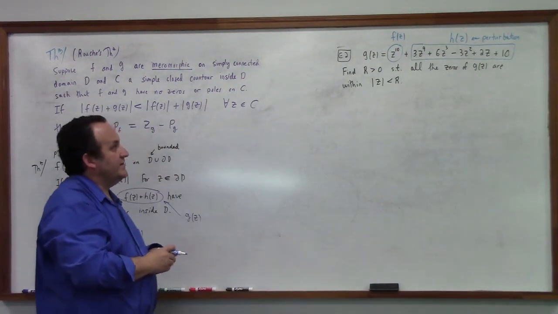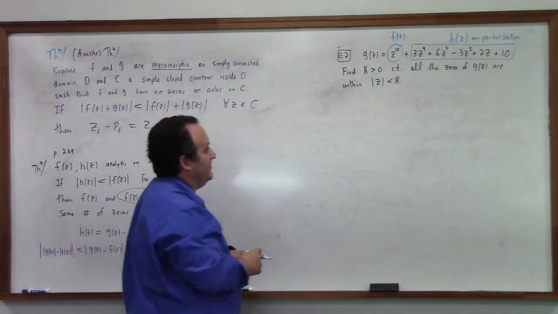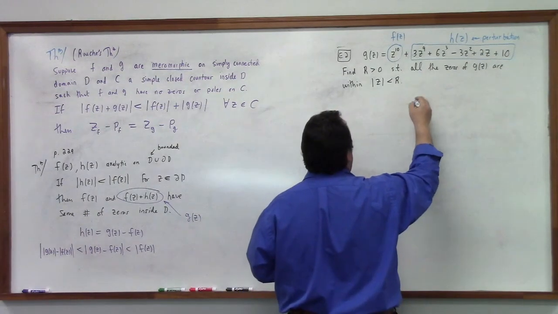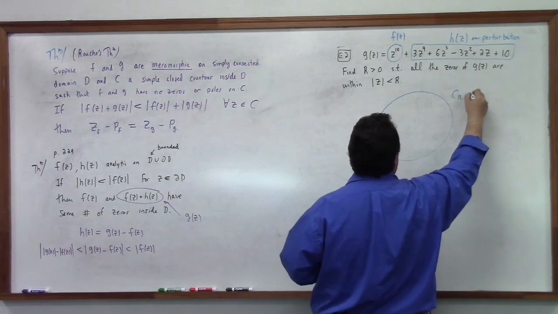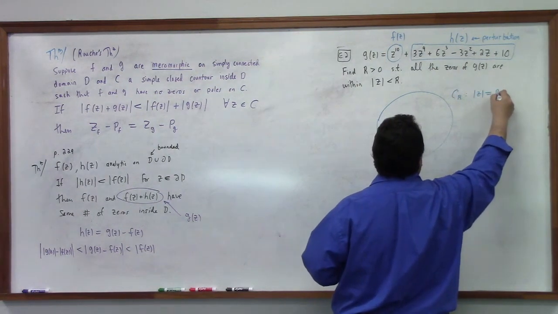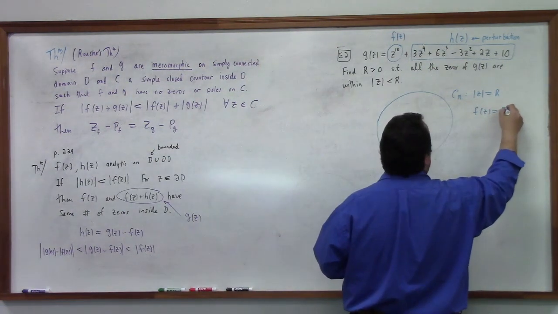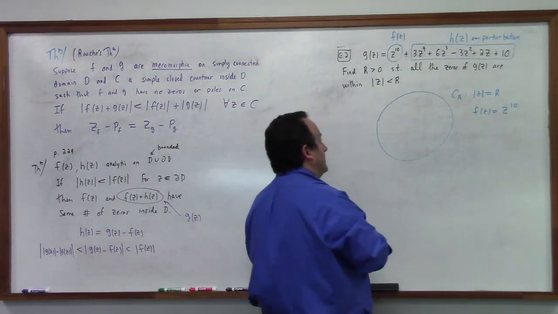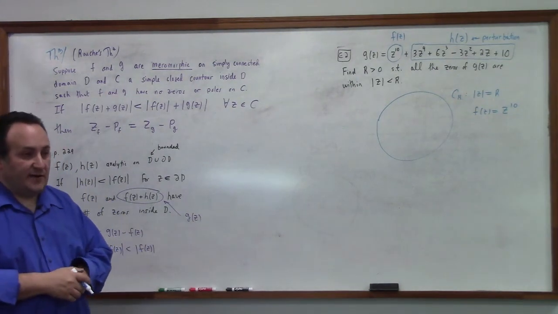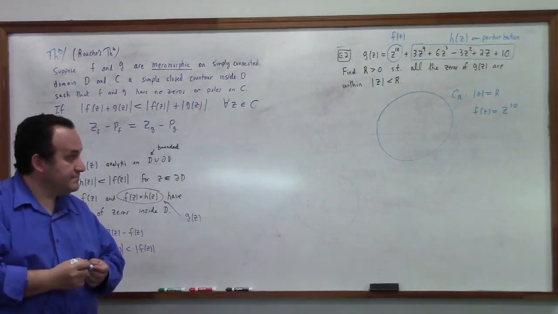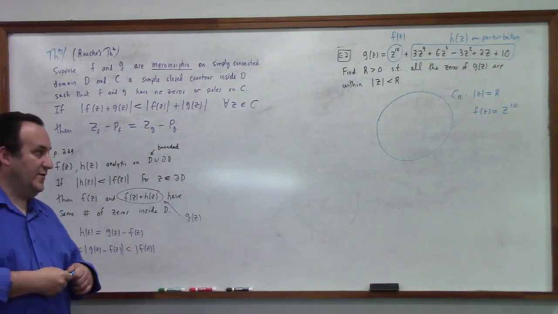How many zeros does f of z have within a... it doesn't have a maximum. So if I'm looking at the circle of radius r, right? And I'm looking at f of z equals z to the 10th. How many zeros does f of z have inside the circle? Actually, for any r greater than 0. Precisely how many? For any r greater than 0, 1? But we count multiplicity, right?